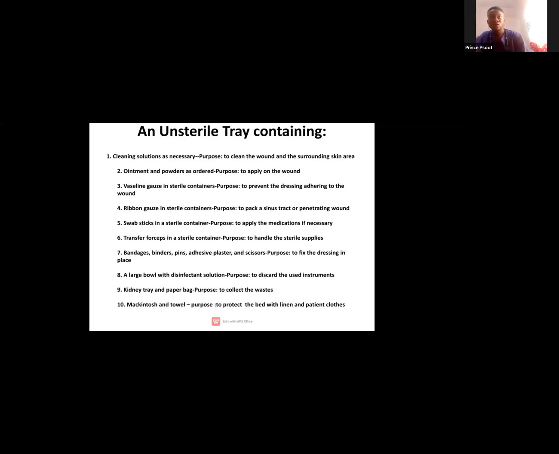The unsterile tray contains cleaning solutions as necessary, and the purpose is to clean the wound and the surrounding skin area. Ointments and powders as ordered, and the purpose is to apply them on the wound. Then the Vaseline gauze in sterile containers. The purpose is to prevent the dressing from adhering to the wound. Good.